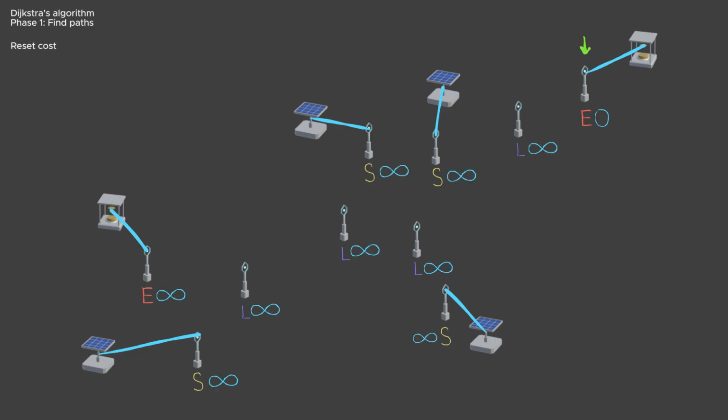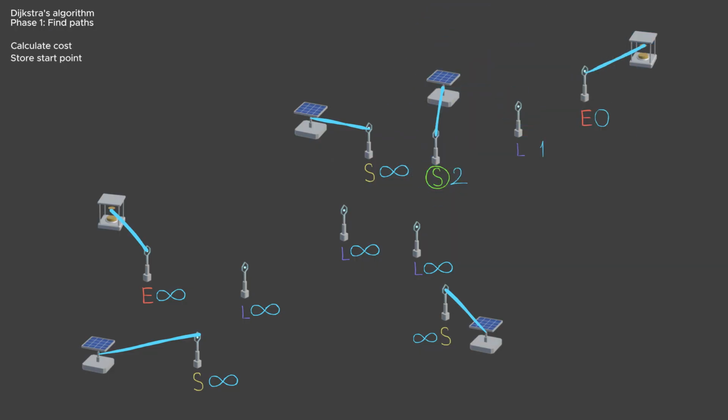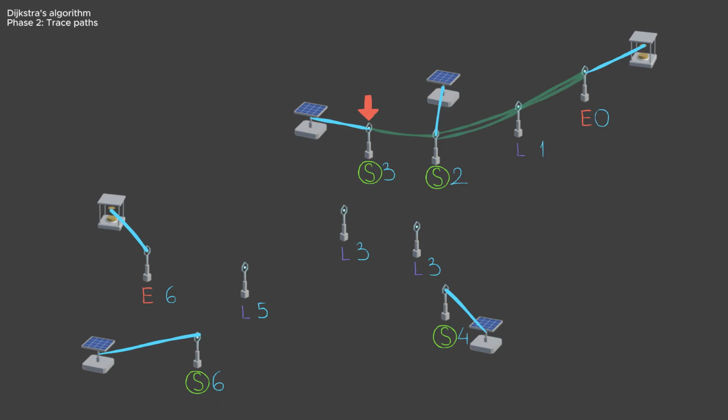First, we reset the cost of this endpoint to 0 and set all other transmitters to infinity. Then, we calculate costs outward from the current endpoints. Each time we encounter a start point, we add it to a list of connected start points. Once the pathfinding for the first endpoint is complete, we reconstruct the possible paths. Here are the possible paths connecting start points to the first endpoint.